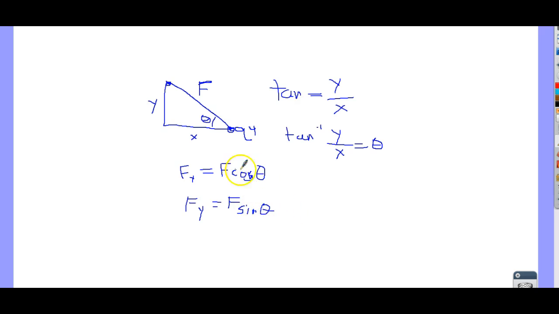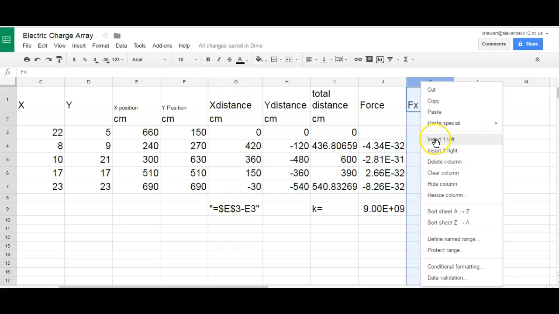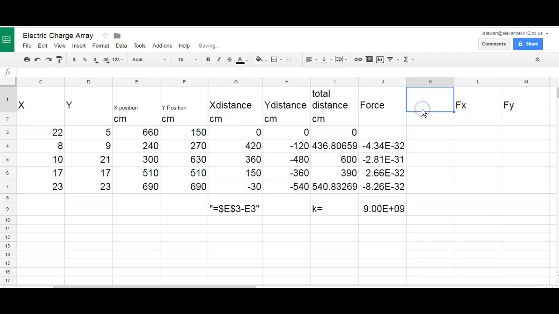And so if we find those, that's how we're going to calculate this. So let's go back over, and I'm going to show you how to use your spreadsheet to calculate the sines. So I'm actually going to add an extra column in here and call this theta. And we're going to go ahead and calculate what our angles are.